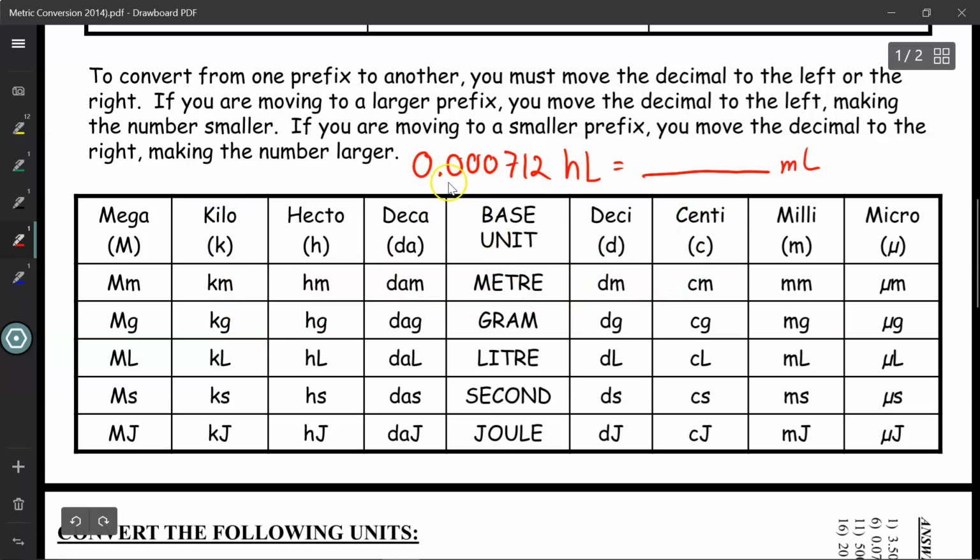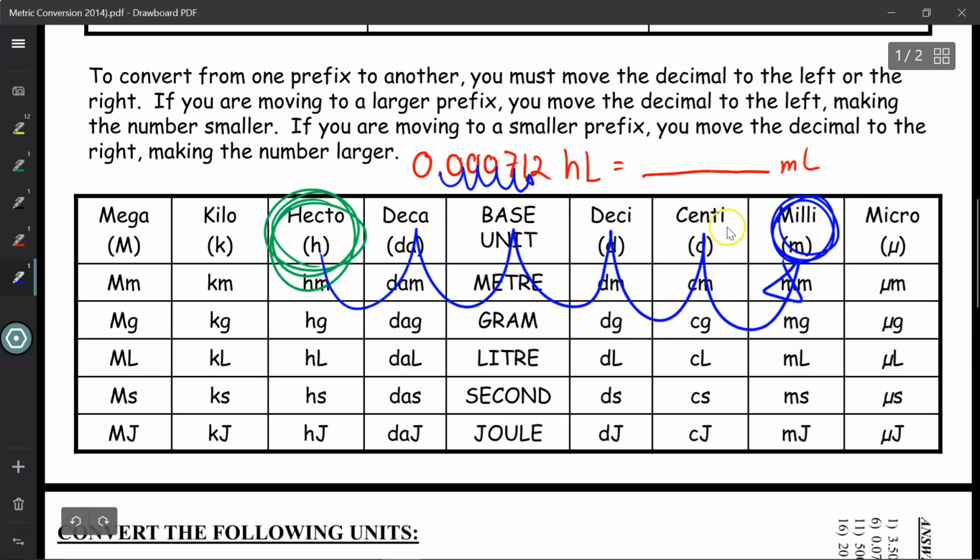Well, what if I want to convert 0.000712 hectoliters into milliliters? Well, we start off with the hectoliter, and we end up with a milliliter. And that will require 1, 2, 3, 4, 5 jumps to the right. So I'll move the decimal 5 jumps to the right. Let's clean this up. Get rid of the zeros in front. And our hectoliters are now milliliters, 71.2 milliliters.